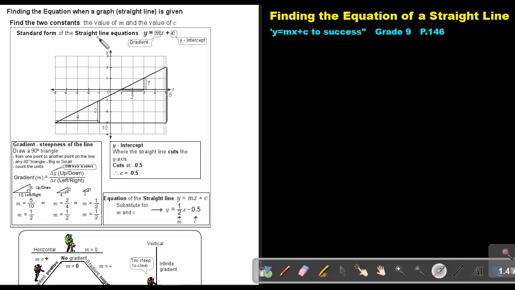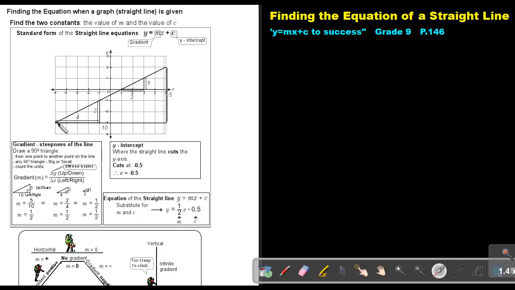So the standard form of the straight line equation will be y equals mx plus c, where m represents the gradient and c represents the y-intercept. Okay, here is your graph. So if I want to find the value of m, the gradient, the steepness of the line, I draw a 90-degree triangle. I just take 2 points on the line and draw a 90-degree triangle.